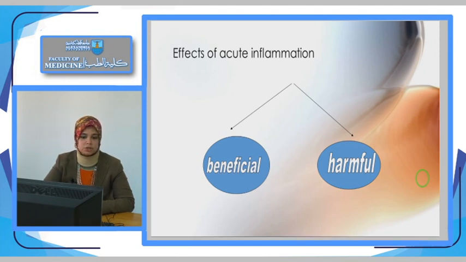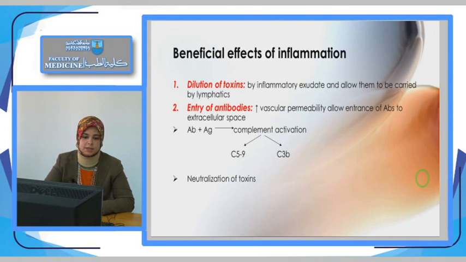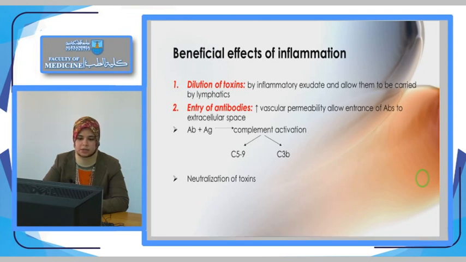What are the effects of acute inflammation? Why did God create acute inflammation to happen? This type of inflammation has beneficial effects and harmful effects. Let's start with the beneficial effects of inflammation. The first is dilution of toxins by inflammatory exudate, allowing them to be carried by lymphatics. Second is entry of antibodies, when antibodies leave the circulation due to increased vascular permeability, which we know happens in acute inflammation.